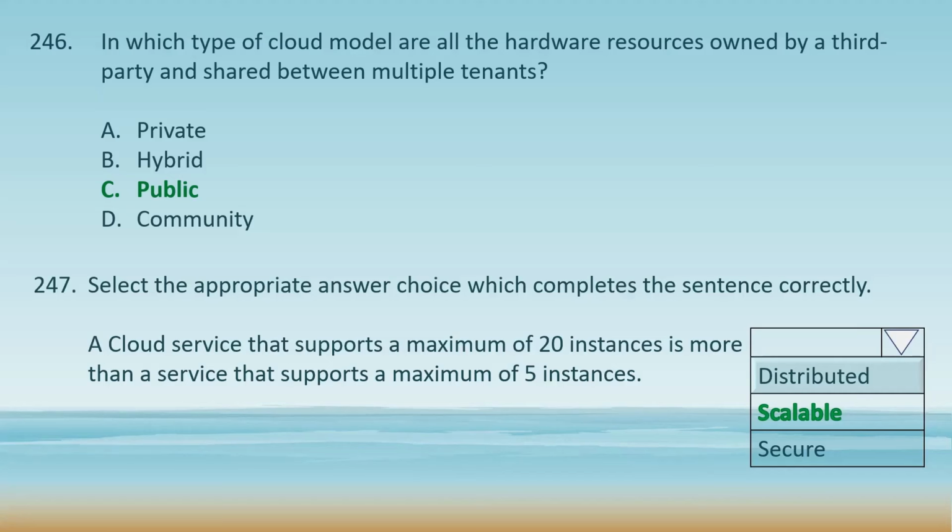Let's now understand the reasons why the other options are incorrect. First one, a distributed system is one in which components are located on different networked computers and communicate and coordinate their actions by passing messages. You would have heard about distributed applications. While a cloud service can be distributed, the number of instances it supports does not determine whether it is distributed or not.